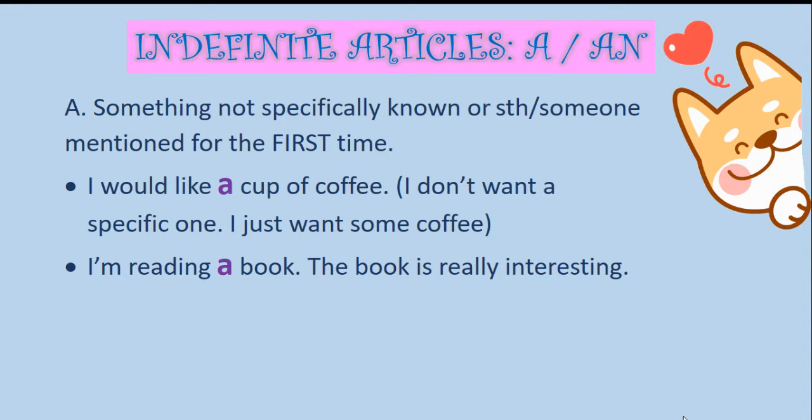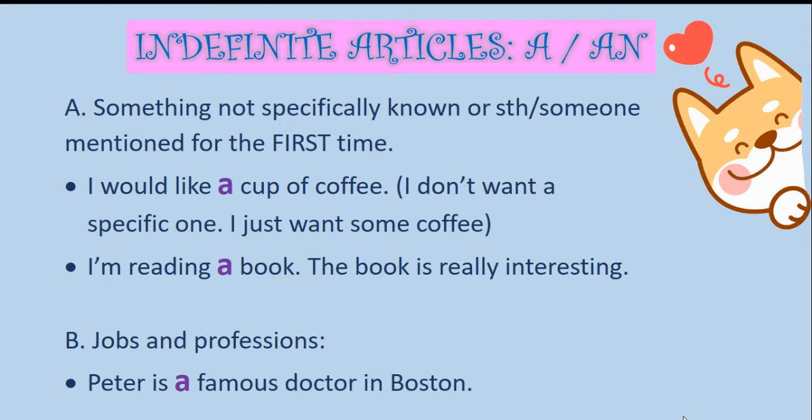Then, I am reading a book. The book is really interesting. Here, when you mention the book the very first time, we use a book, and then you recall the book, saying the book. It's really interesting, now that you know the book you are referring to. Then we also use indefinite articles with jobs and professions. Peter is a famous doctor in Boston. Doctor is the profession. Even though you have famous before doctor, obviously it keeps the same sense.